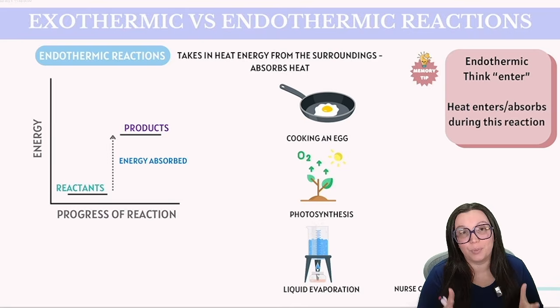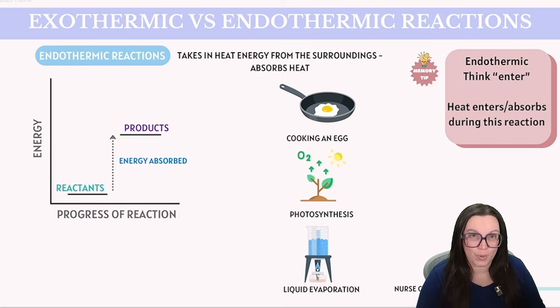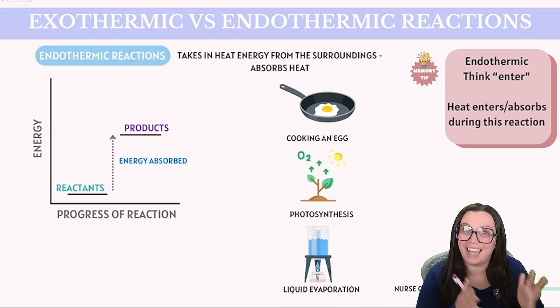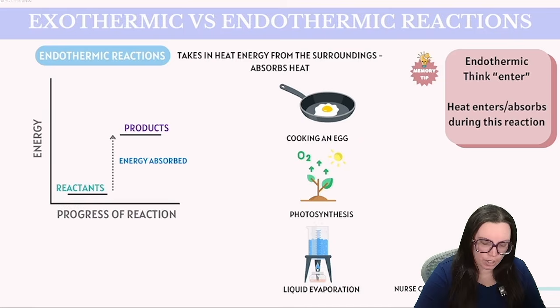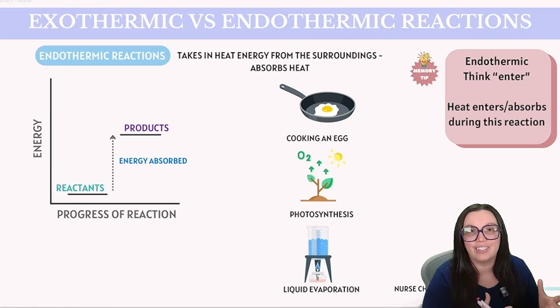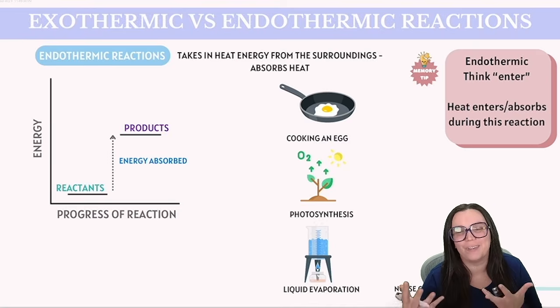If we illustrate this process with our reaction profile, we maintain our reactants here on the left and our products here on the right like we did before. However, this time the product is depicted higher on our graph because it contains more energy than the reactants. This elevation is marked as the energy is being absorbed, distinguishing it from the energy that was being released. When you think of endothermic, I want you to think of enter, en and endo, en and enter. This means that the heat is entering or being absorbed during the reaction.